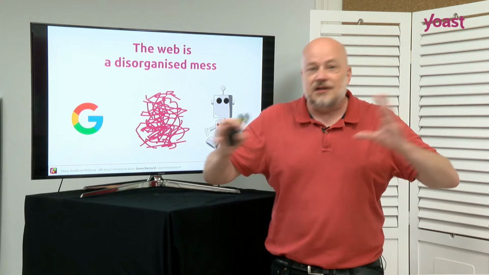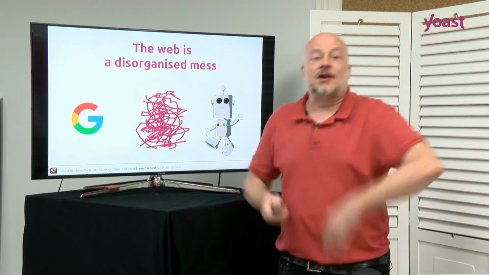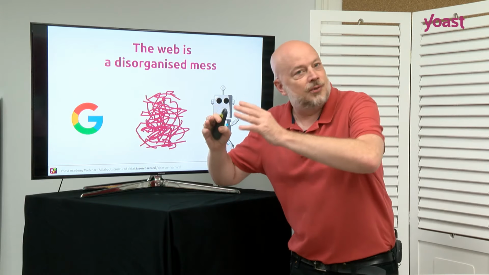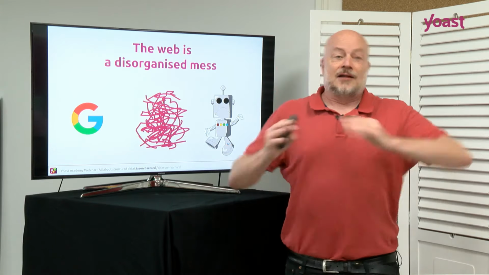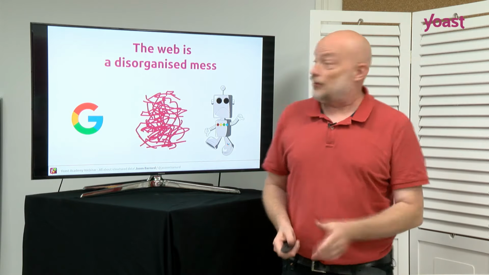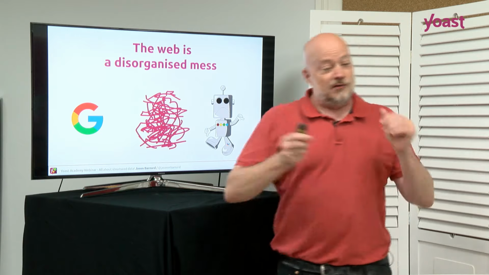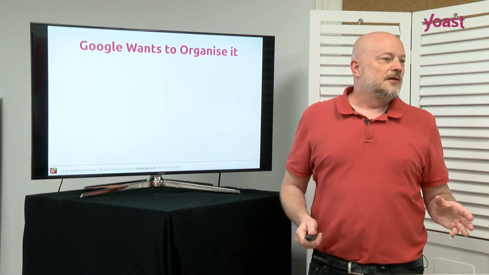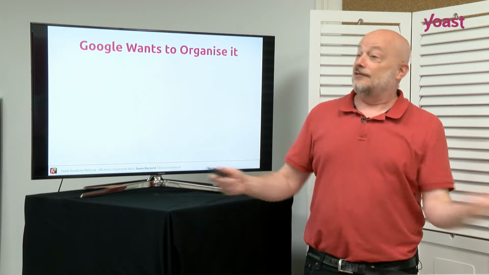We all function very differently in our brains. It's disorganized, it's a mess. You might think you're organized. You're not organized in the same way as the person who's running the site next to you, and so on and so forth. So it's disorganized, and Google has a lot of problems with that. And we can see Google's robot here is looking really unhappy. Google wants to organize it. And that seems like a really easy thing to do.